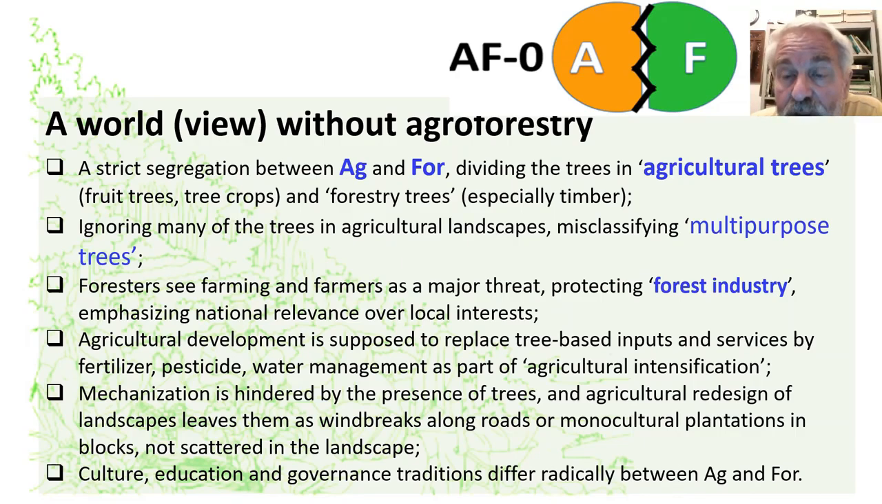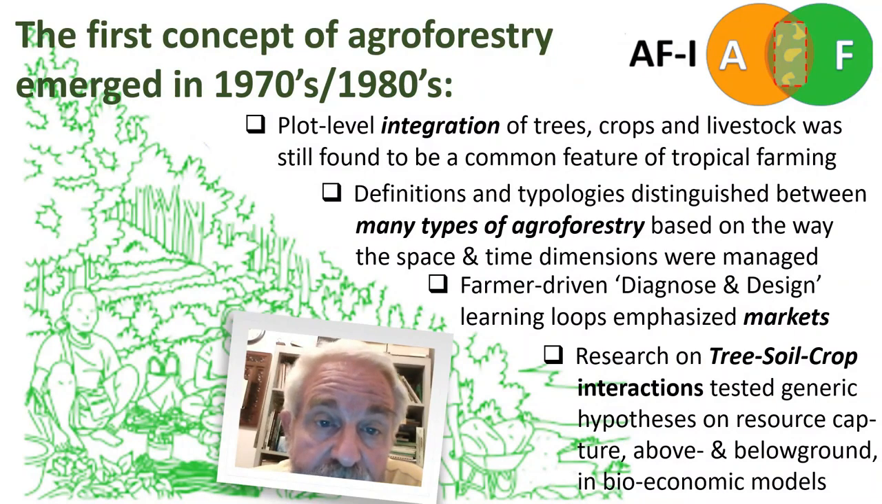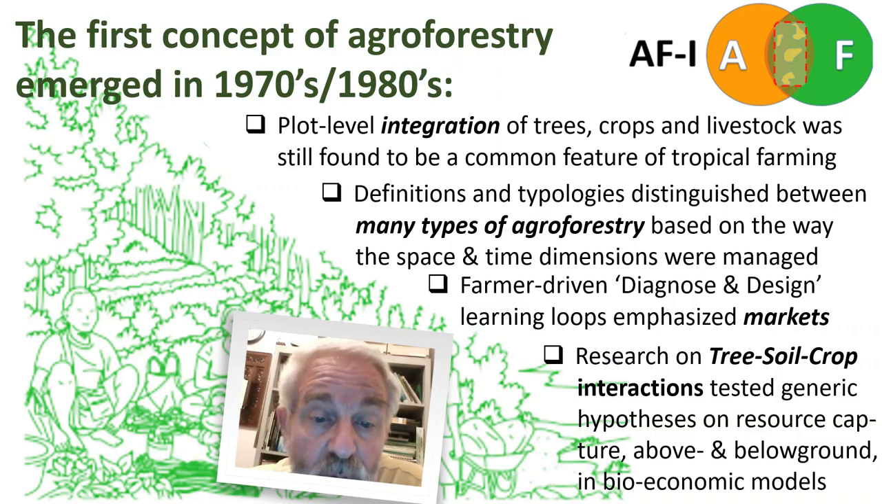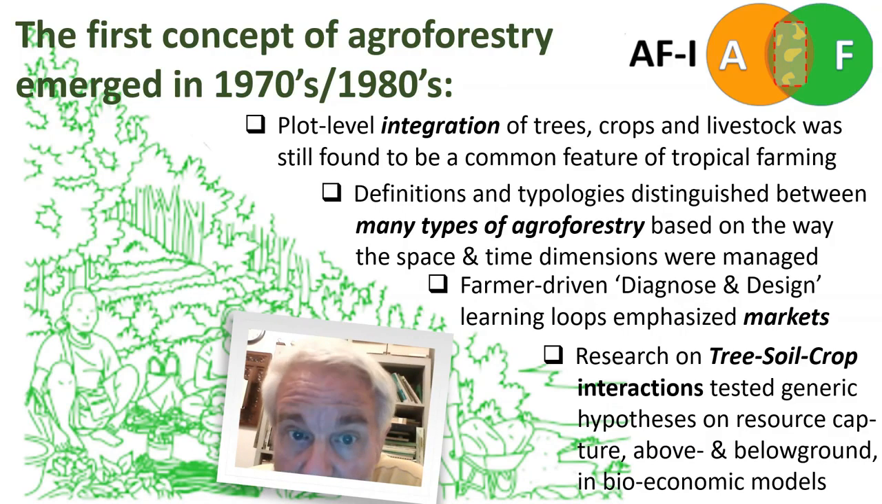Against that background, we can see that agroforestry emerged as a formal term in the 1970s, 1980s, while we may claim that it is as old as agriculture or even older than agriculture as a separate activity. The first concept of agroforestry and the first definition focused at the plot level, the integration of trees with crops and livestock in purposeful, deliberate combinations, and was found to be still a common feature of tropical farming.